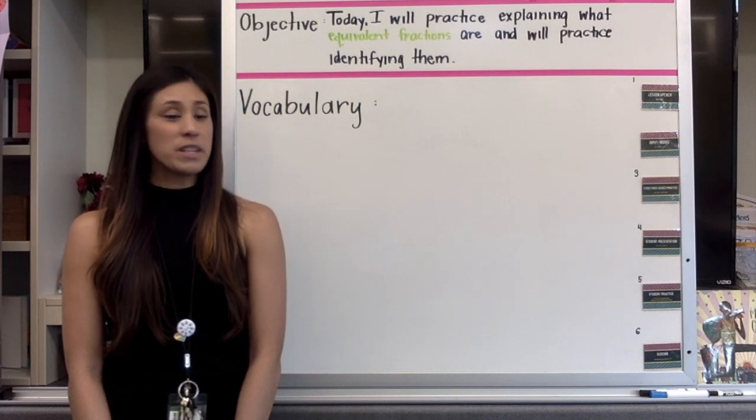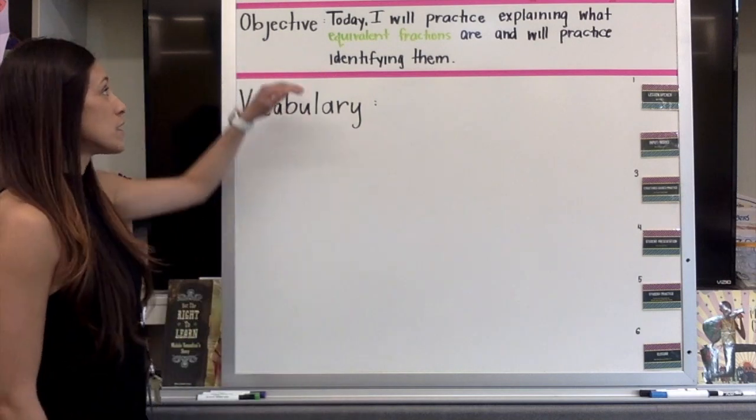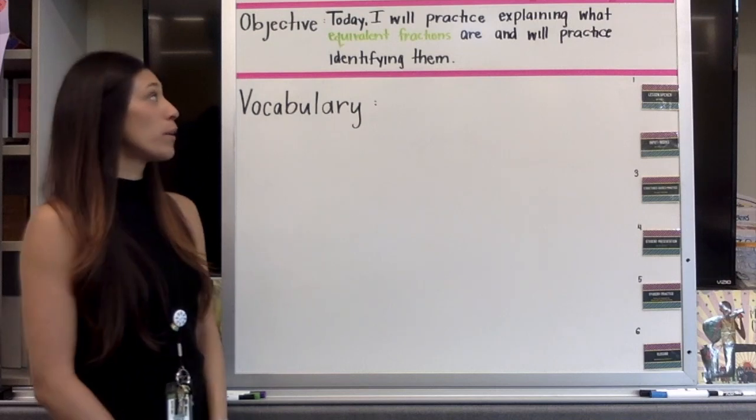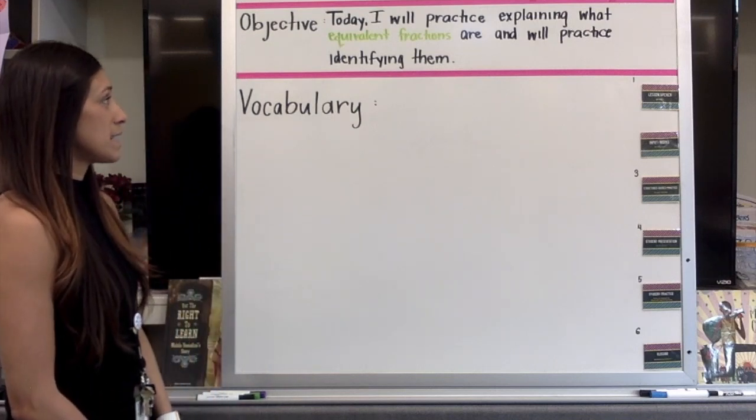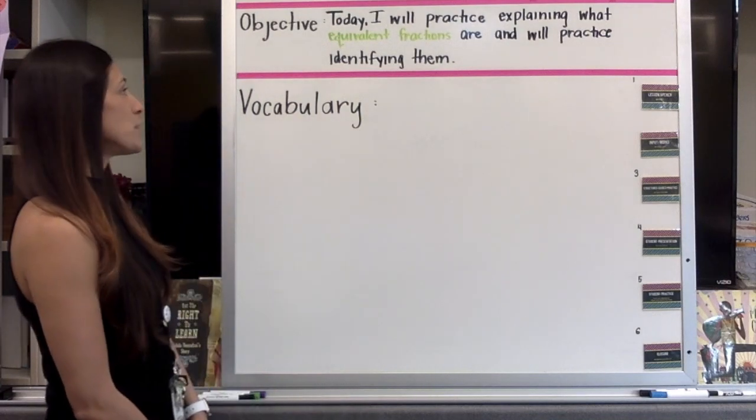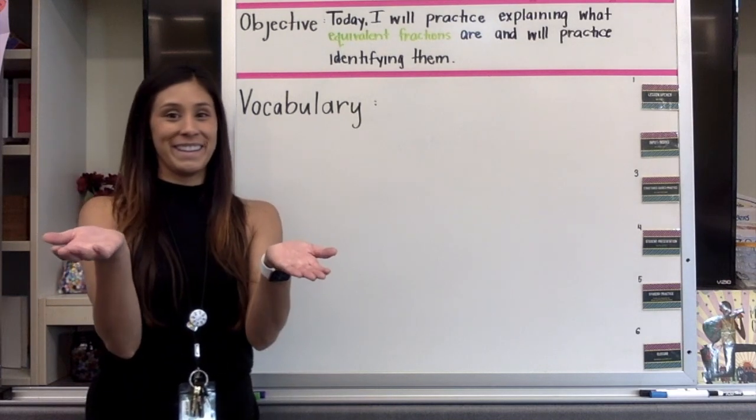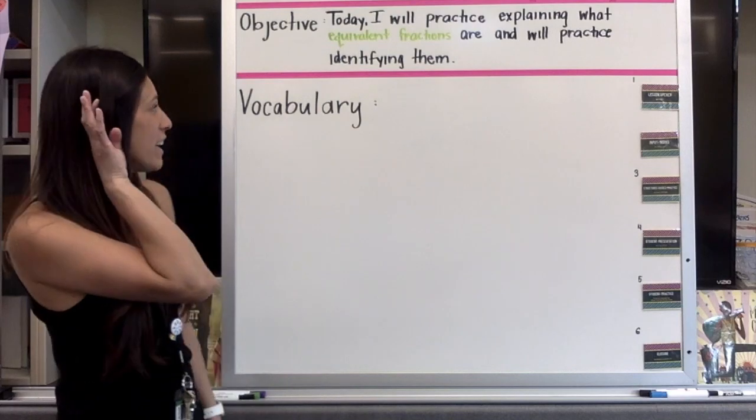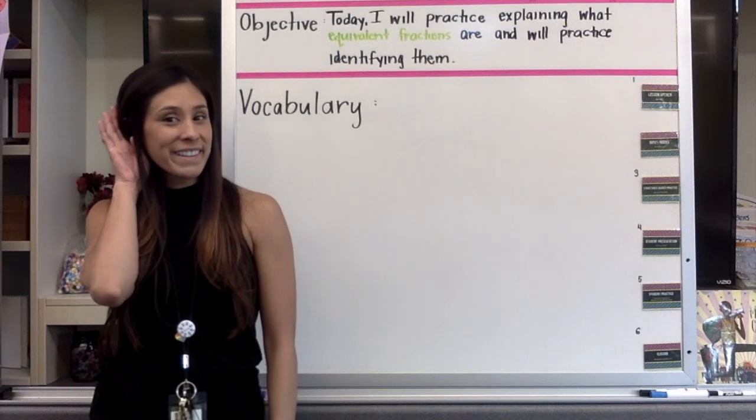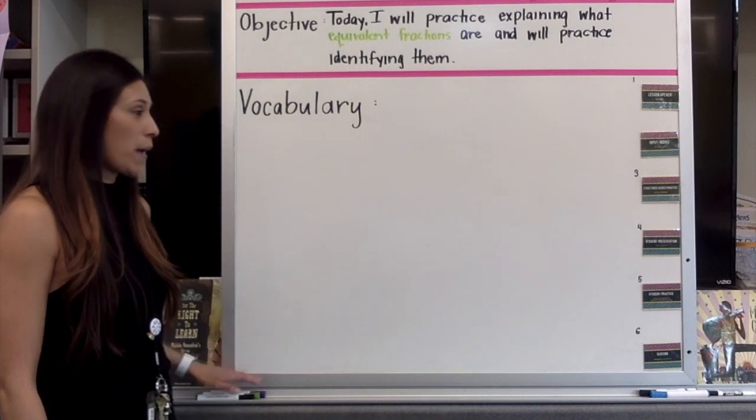So I'm just going to jump up to the top of our math wall, and we're going to go over our objective. Our objective for today is we'll practice explaining what equivalent fractions are, and we'll practice identifying them. So take a moment and repeat after me. Today we'll practice explaining what equivalent fractions are. Your turn. Very nice. And we'll practice identifying them. Your turn. Great job.